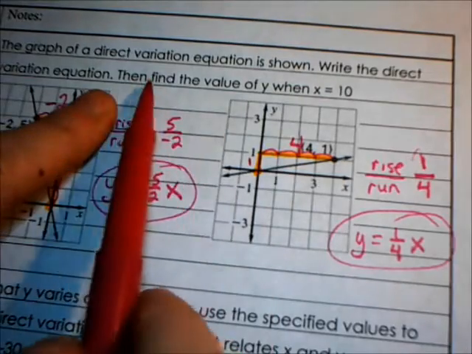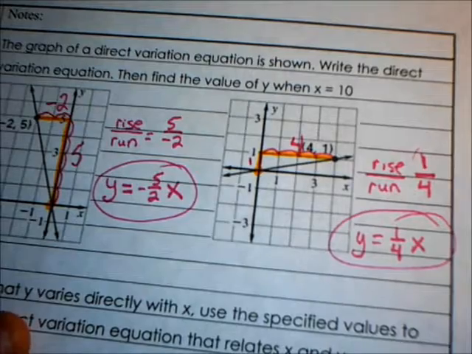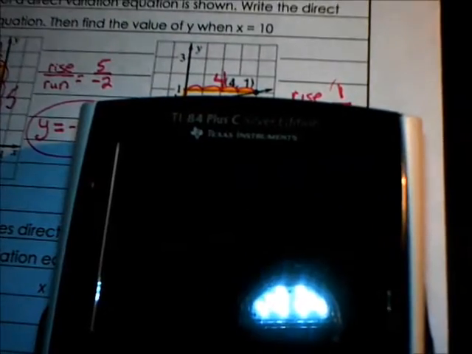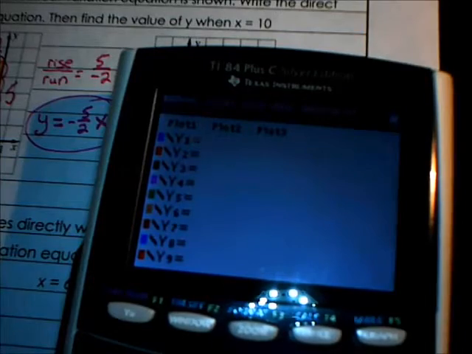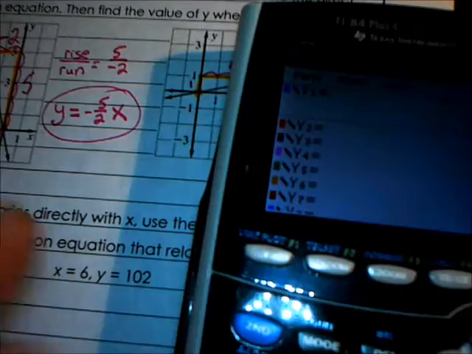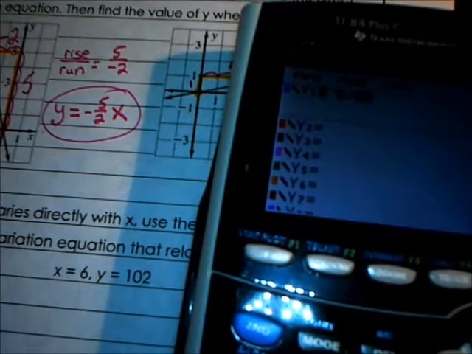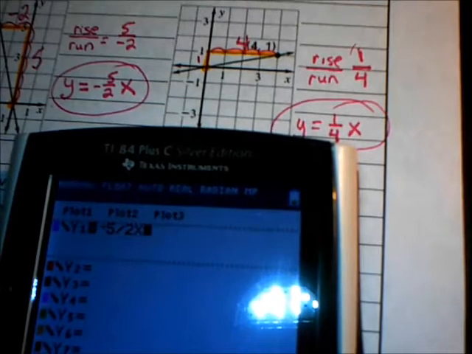Now, the second part, it says find the value when x is 10. Well, I'm going to use my calculator. Y equals, and I'm going to clear out what is there. And here I have a y and an x, so I'm just going to use y1. I'm going to type in -5 divided by 2 with an x. I'm going to go to the table.